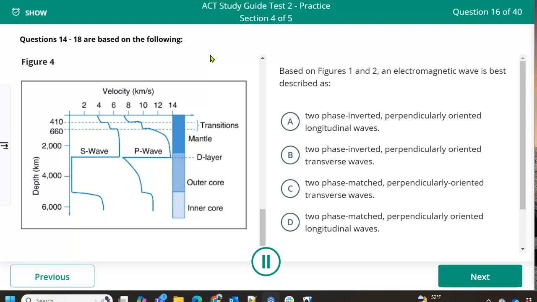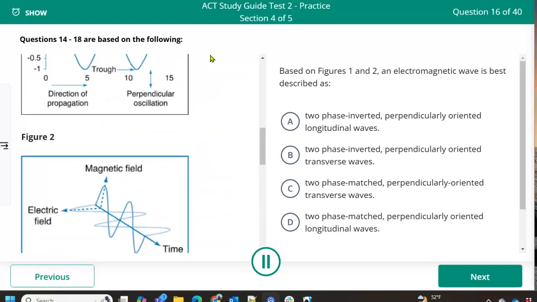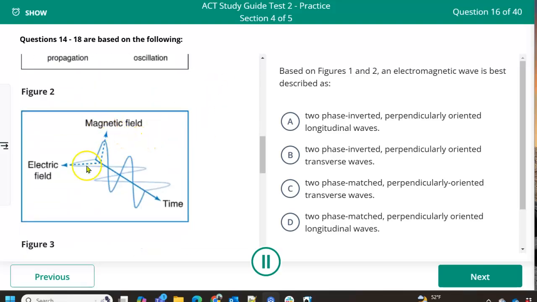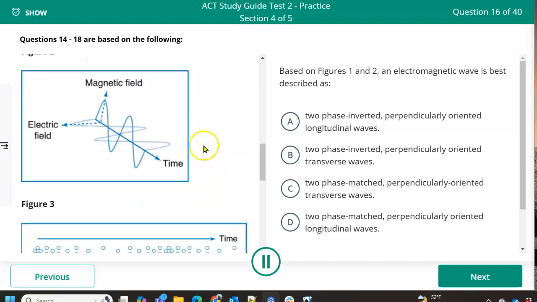All right, based on figures 1 and 2, an electromagnetic wave, so that would be shown here in figure 2, is best described as 2, phase matched or phase inverted. Well, let's start with that. It looks to me like the electric field and magnetic field are matched. Actually, there's a dotted line you can see from here to here, indicating that they are matched. So let's go with phase matched. So now we're down to C and D.